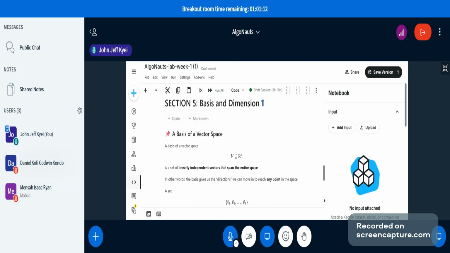So the last thing is the basis and dimensions, right? I don't even know how to explain the basis for you. But let's say you have a vector in a vector space. It's going to be termed a basis for the vector space if it is linearly independent, right?